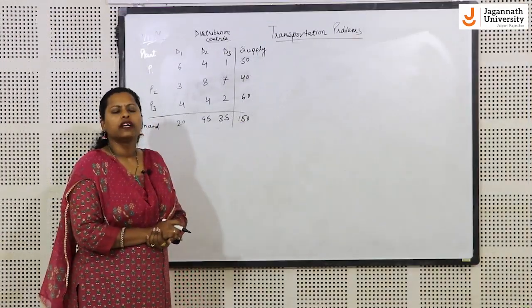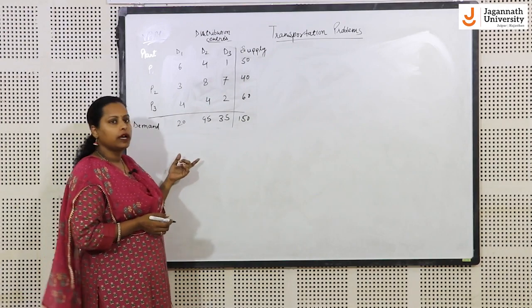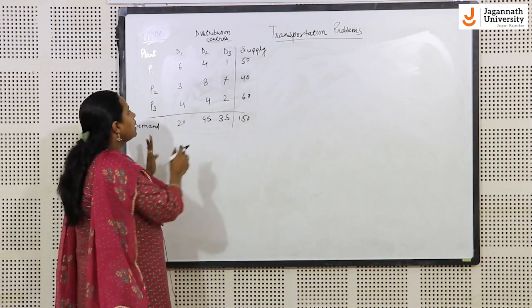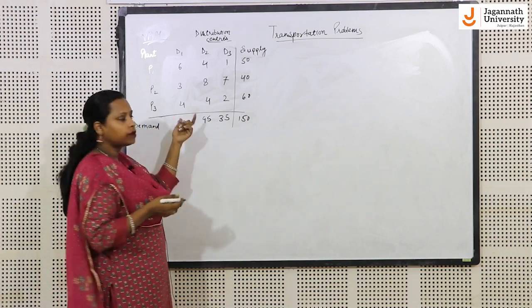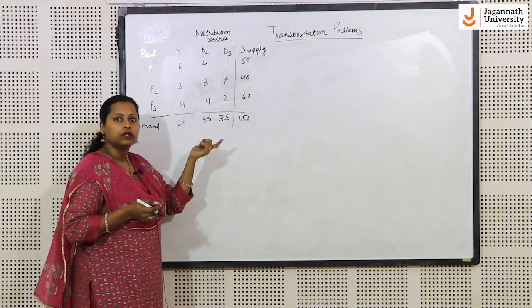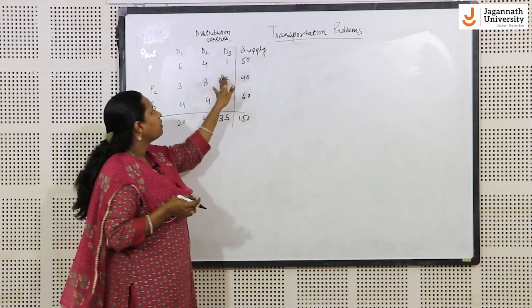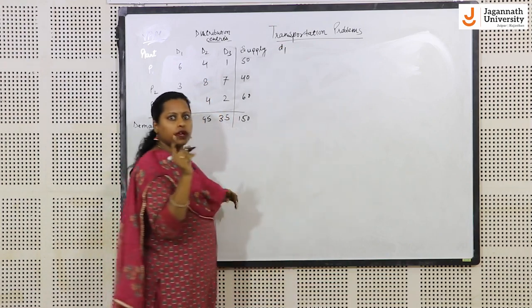So now we will understand the same problem by Vogel's approximation method. It is also known as penalty method. In the Vogel's approximation method, what you have to do is calculate the differences between the minimum two numbers. So in the first row, what are the minimum two numbers? 4 and 1 are the two minimum numbers. So the difference between 4 and 1 is 3.